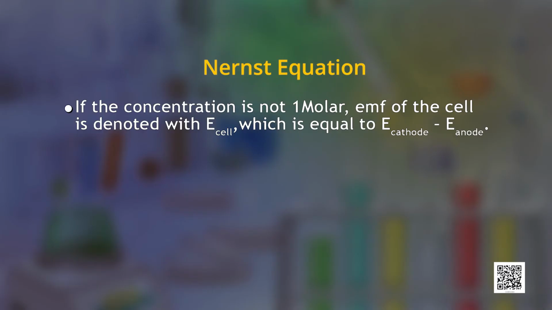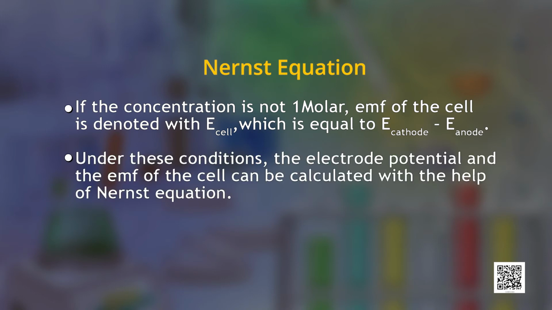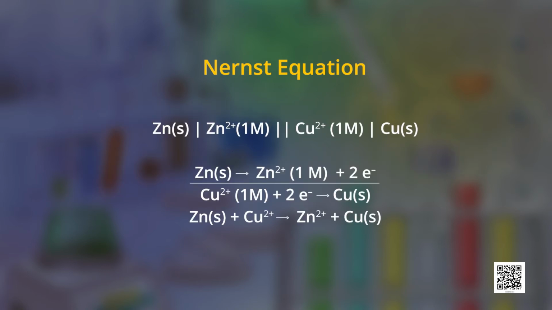If the concentration is not 1 molar, EMF of the cell is denoted with E cell, which is equal to E cathode minus E anode. Or we can also say E cell is equal to E right minus E left. Under these conditions, the electrode potential and the EMF of the cell can be calculated with the help of Nernst equation.